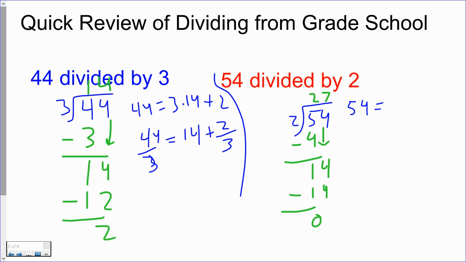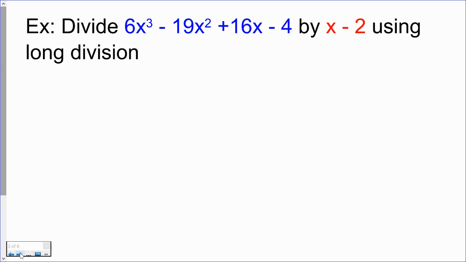So 54 is equal to 2 times 27 plus a remainder of 0, which I don't need. Or we could just say 54 divided by 2 is simply 27 plus 0 over 2, which is just that, because it divides evenly. And that's a big part: when it divides evenly, you're not going to have a remainder.